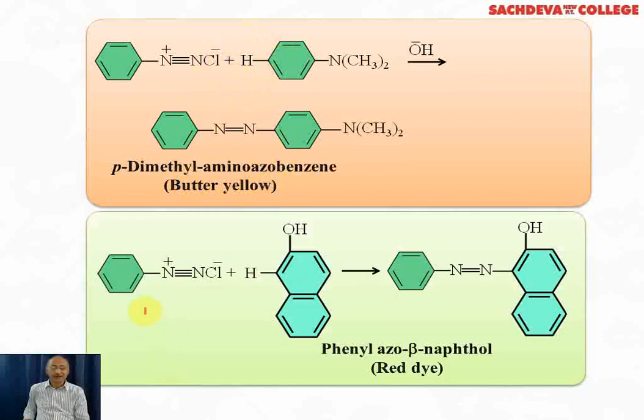In the next reaction we are treating benzene diazonium chloride with beta-naphthol and HCl is removed, we get this compound by coupling reaction. The product is called phenyl azo-beta-naphthol, that is a red dye.